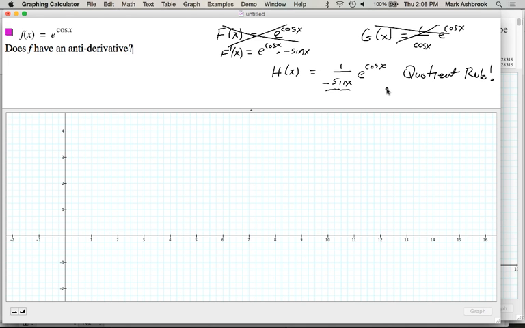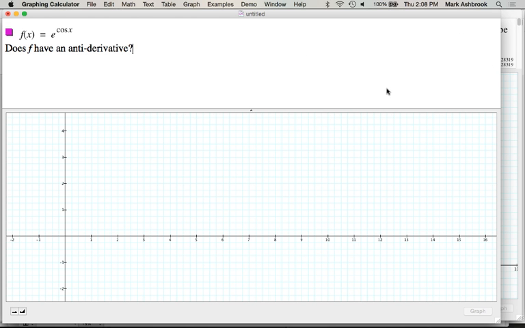It doesn't have a closed form antiderivative, meaning there's no elementary or basic function whose derivative is e to the cosine x. Does that mean it doesn't have an antiderivative? No. Okay, so how can you express an antiderivative of that even though it doesn't have a closed form antiderivative?